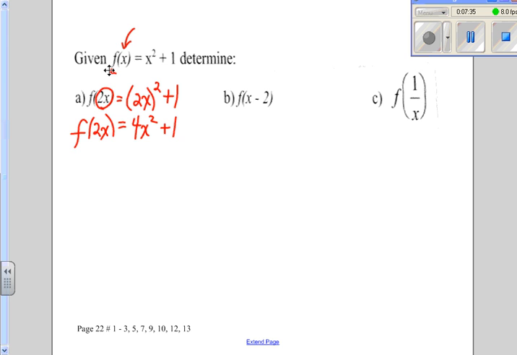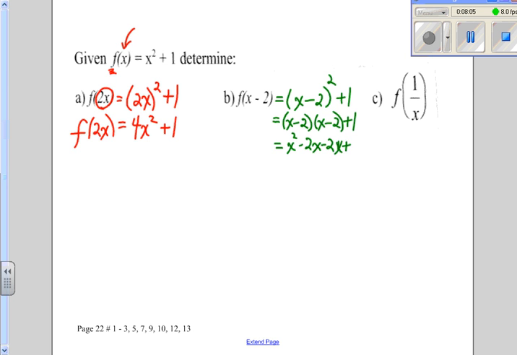Second one, f at x minus 2 is replace any x's I have with x minus 2. There. That is the expression, and we should always simplify. It's just good form. Equals x minus 2 squared means x minus 2 times x minus 2. Be careful with those. I would FOIL. x minus 2 times x minus 2 is x squared minus 2x minus 2x plus 4.